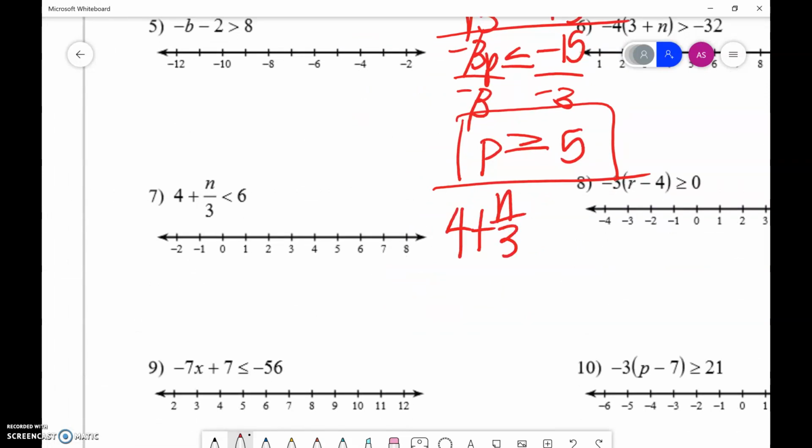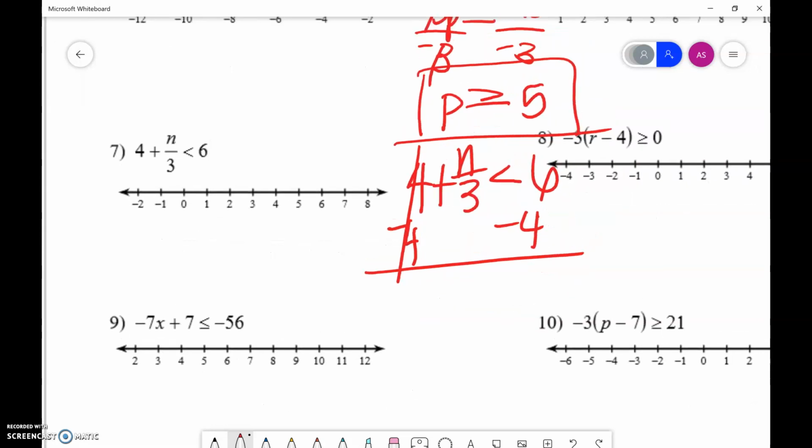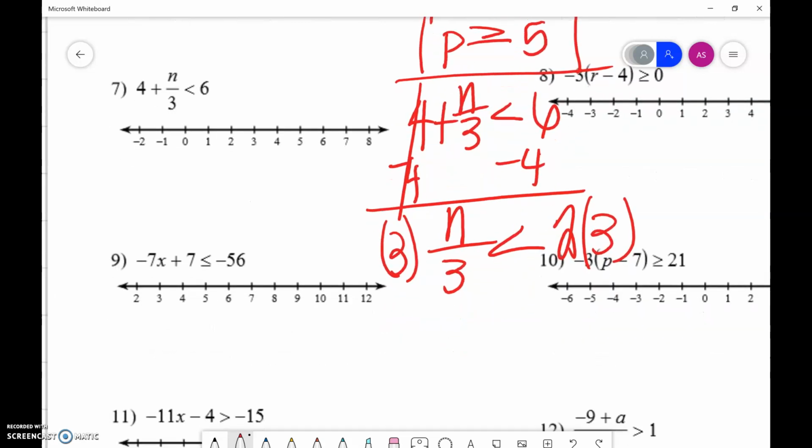Number 7. I'm going to subtract 4 from both sides. Then I'm going to have n over 3 is less than 2. We're going to multiply both sides by 3. And I get n is less than 6. So I'm going to put an open dot on 6, and my arrow is going to go to the left.